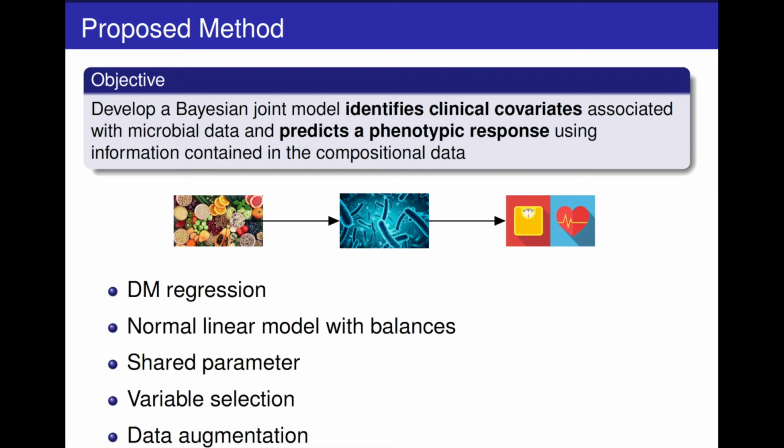To reduce the dimension space of our model and simplify inference, we assume sparsity-inducing priors at both levels of the model. And additionally, we take advantage of a data augmentation technique for sampling the taxa proportions, which greatly reduces the computational demand of the model.